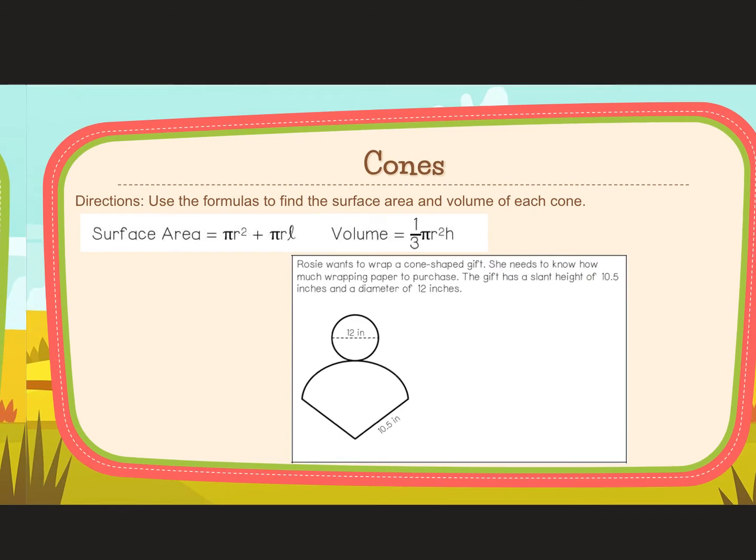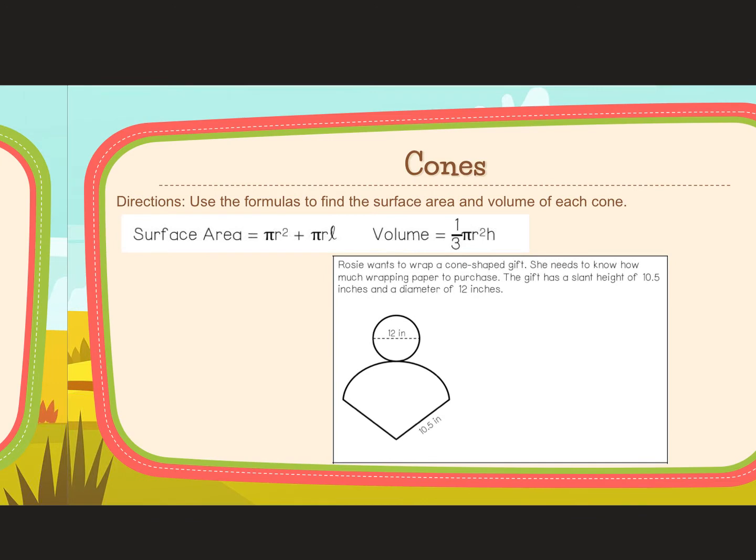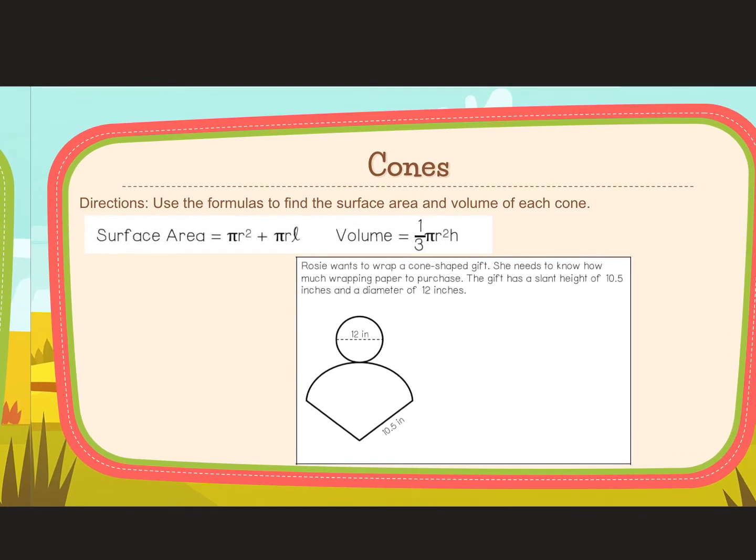All right, so starting with the cone. This one said Rosie wants to wrap a cone-shaped gift. She needs to know how much wrapping paper to purchase. The gift has a slant height of 10.5 inches and a diameter of 12 inches. So right now we're only looking at the surface area. Think about it, we're wrapping a gift, so we are looking at the surface area.